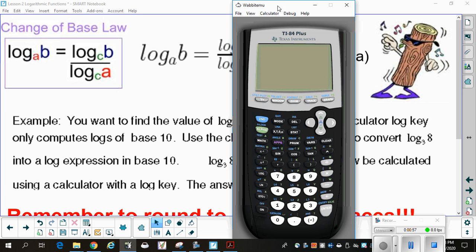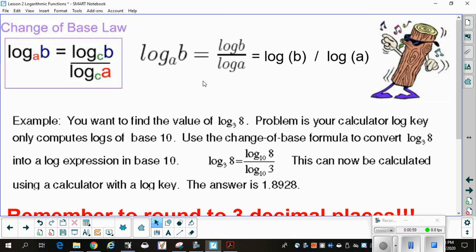So if you have a different base, such as log base 3 of 8, I would like to know what exponent I'm going to put on 3 to get the value of 8. Well, I only have log and natural log. I know it's going to be 1 point something. Why do I know 1 point something? Because 3 squared is 9. 3 to the first is 3. 8's in between.